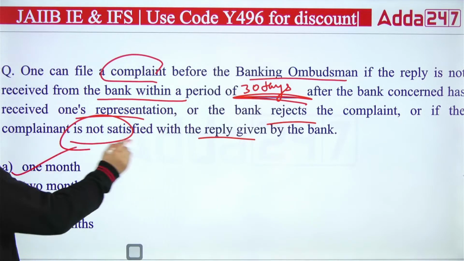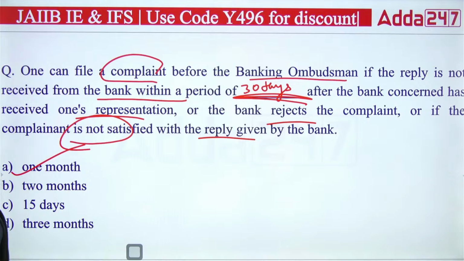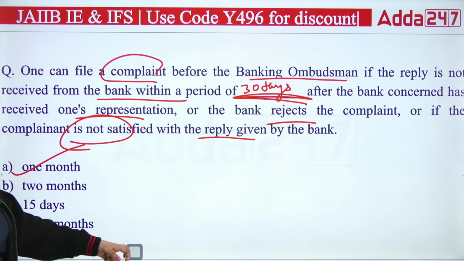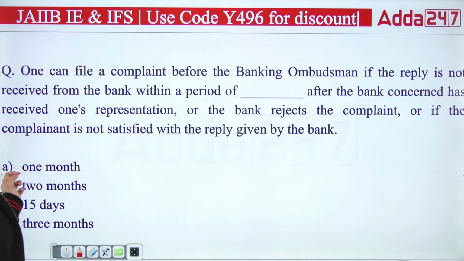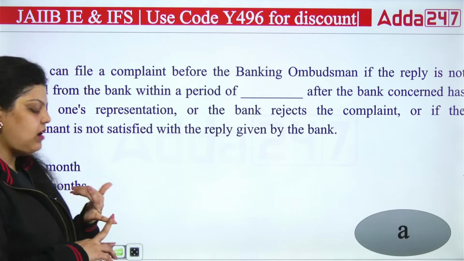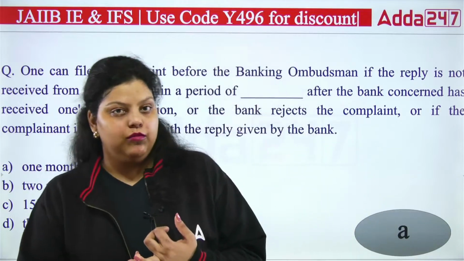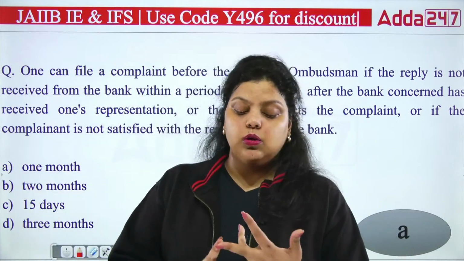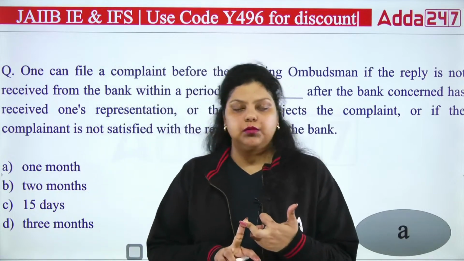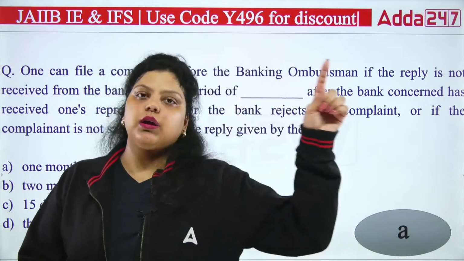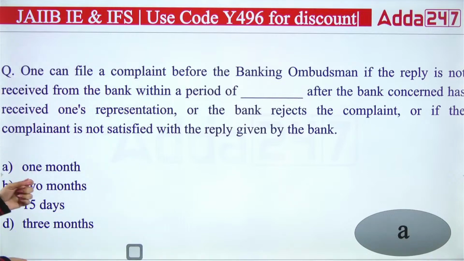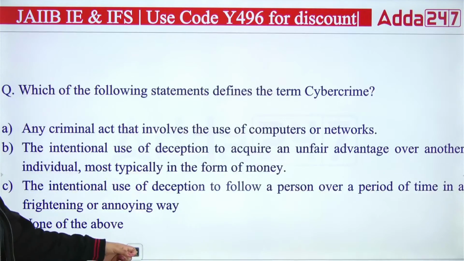So the right answer is 1 month. Okay, 30 days. So you can file a complaint before the ombudsman if the reply is not received from the bank within a period of 1 month after the bank has received the complaint of a customer. Okay, if no reply has been received for the last 1 month, the complaint has not been heard, or if they have given you a solution but you are not satisfied with it, then you can go to the ombudsman. So the right answer is A, 1 month, or you can say 30 days.